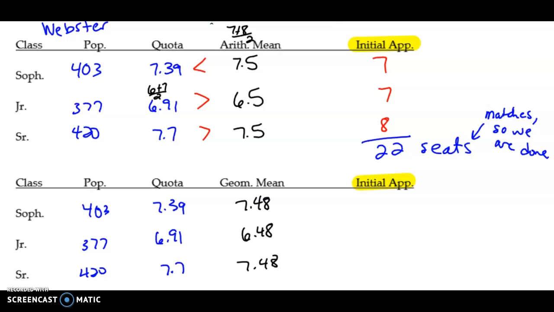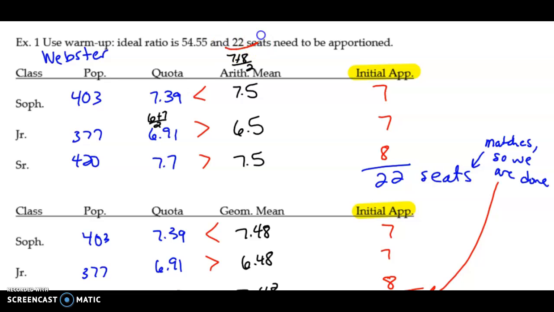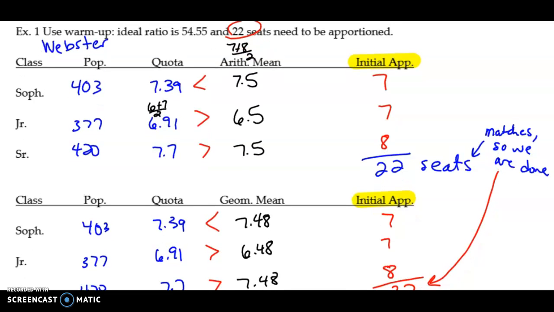All right, so first one, the sophomore class, the quota is below the geometric mean, so it's going to stay at 7 seats. The junior class is above the geometric mean, so it's going to bump up to 7 seats. And the senior class is above the geometric mean, so that'll bump up to 8 seats. So again, we're good to go because it added up to what we wanted. We wanted 22 seats, if you look in the directions there. So then we're good to go, okay, since we have 22 seats.